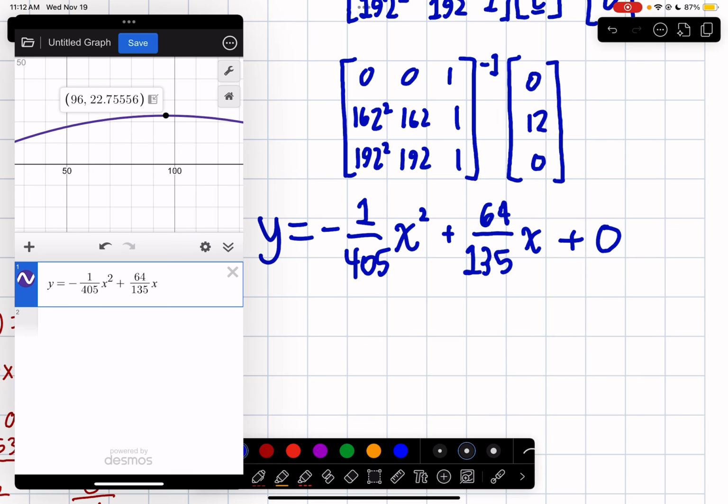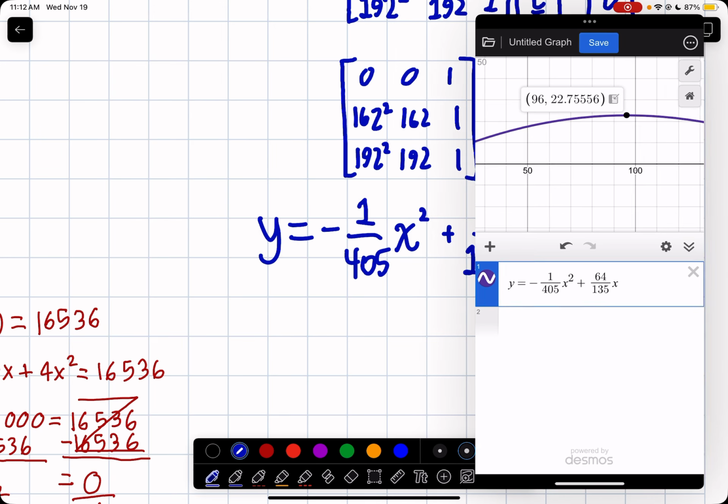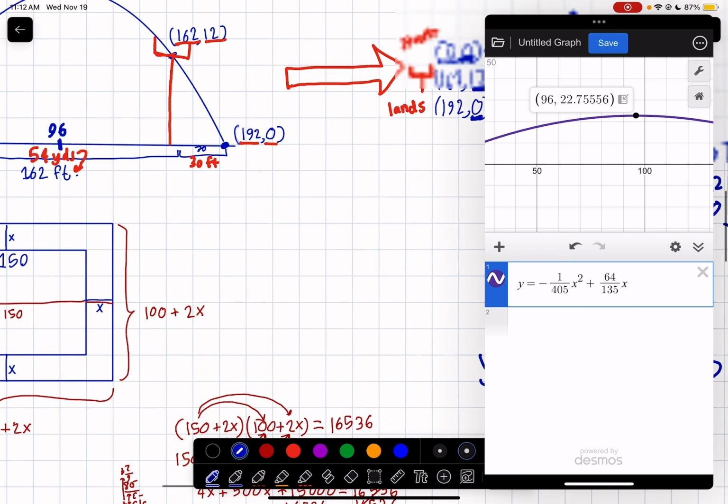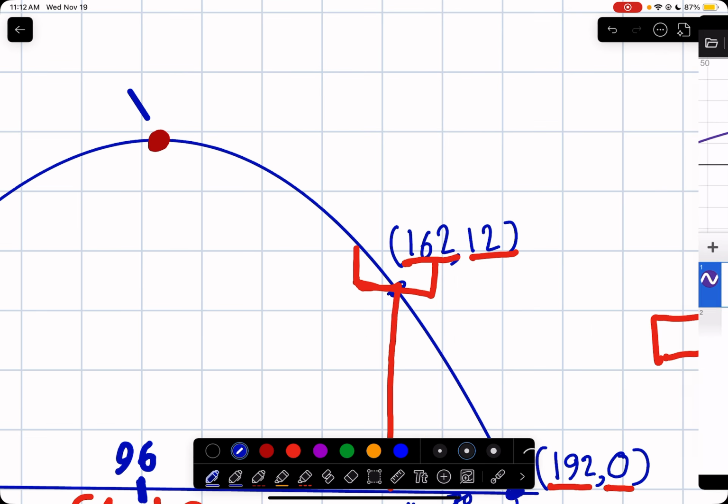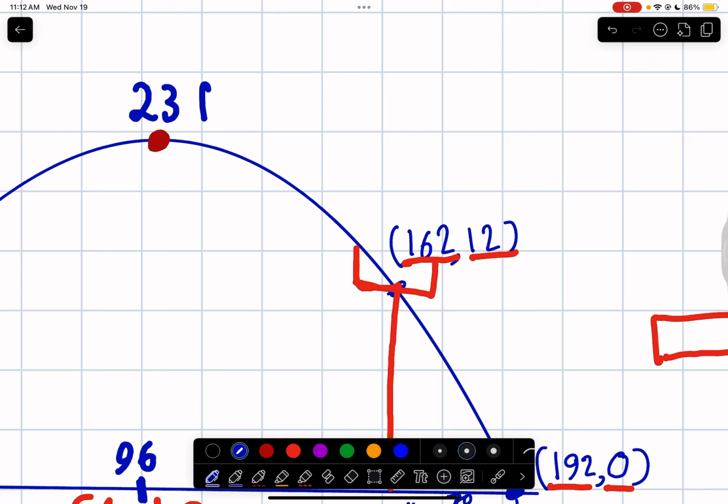And it looks like I get 96 comma 22.75556, which means that this is approximately 23 feet high, because I think that it did ask us to round to the nearest whole foot.